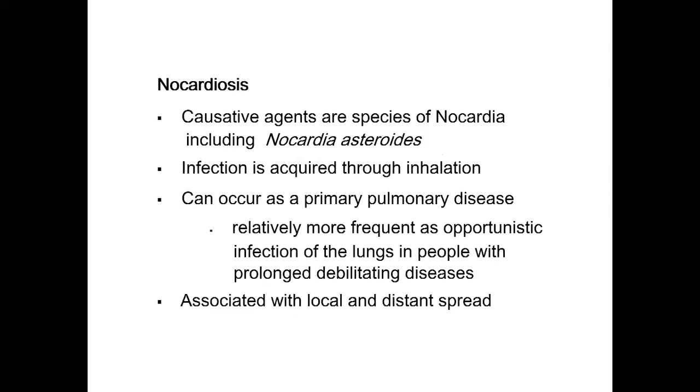Then the third group we said was nocardiosis, and this is the one that occurs as an acute infection. In comparison to those chronic ones, it is something that could involve the lungs. So the causative agents of nocardiosis are species of Nocardia. One of them is Nocardia asteroides. And the infection is acquired through inhalation. It can occur as a primary pulmonary disease, but is relatively more frequently encountered as an opportunistic infection of the lungs, affecting people with prolonged debilitating diseases.